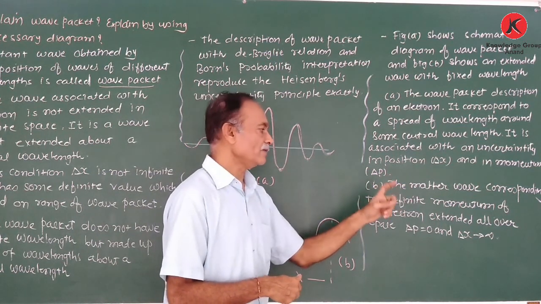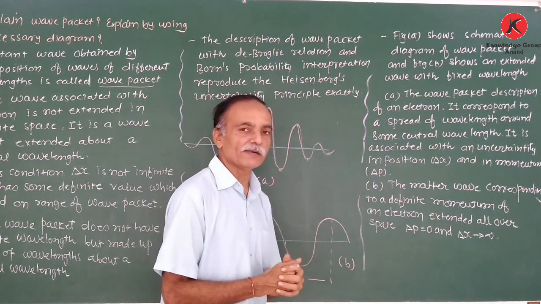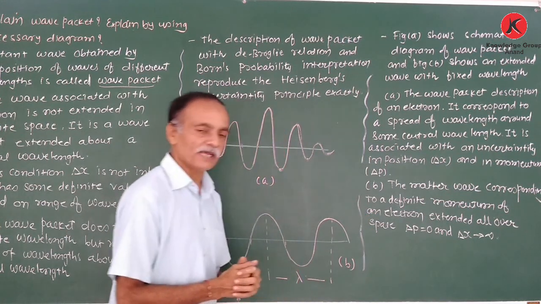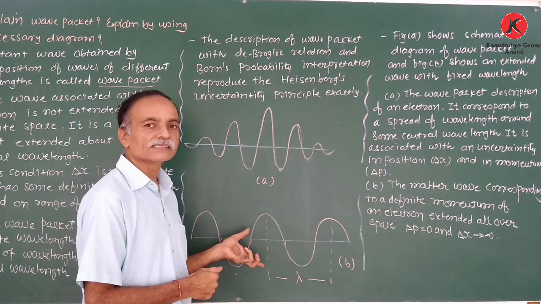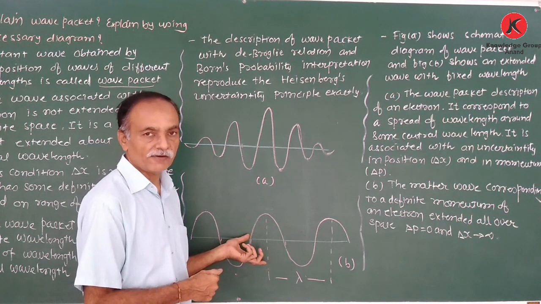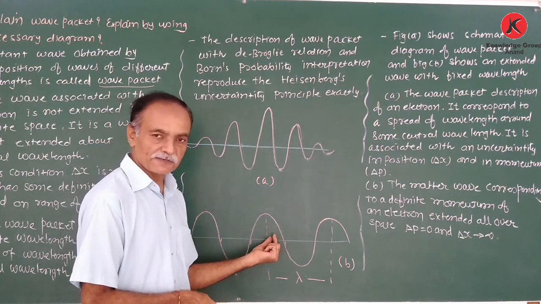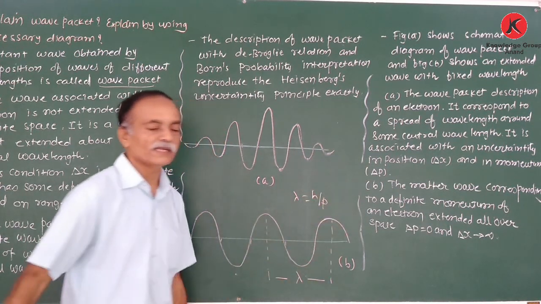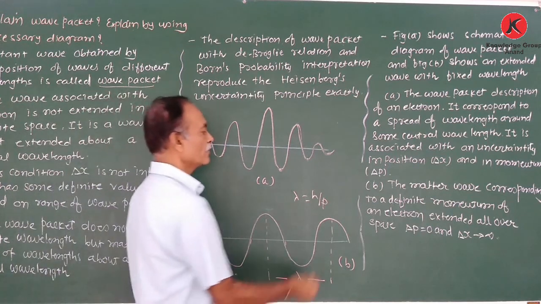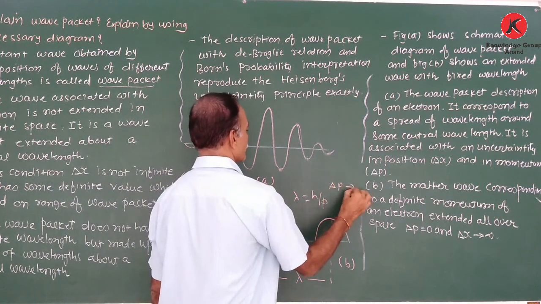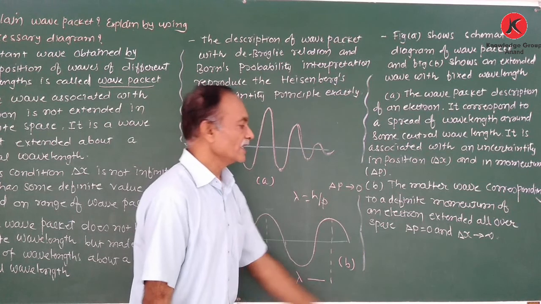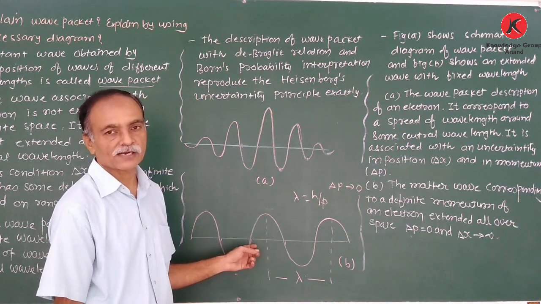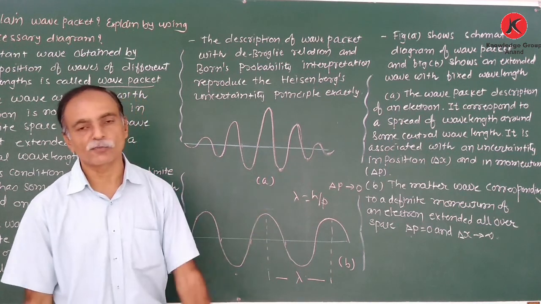Now, the matter wave corresponding to a definite momentum of an electron extends all over the space. So here there is a matter wave with a single wavelength. Here lambda is fixed, so according to the equation lambda is equal to h upon p, momentum is also a definite value. Therefore delta p tends to 0. So delta p is equal to 0, but the position of the electron in this wave becomes infinitely uncertain.